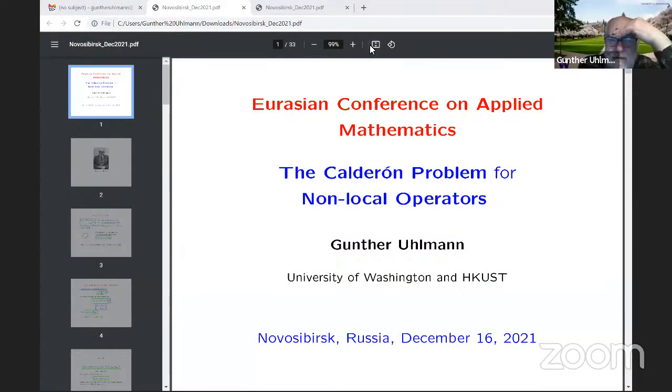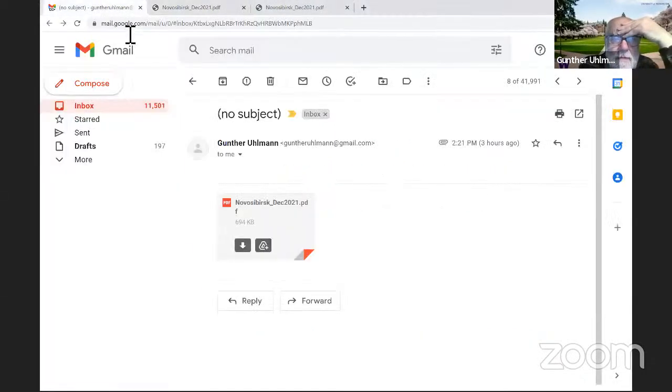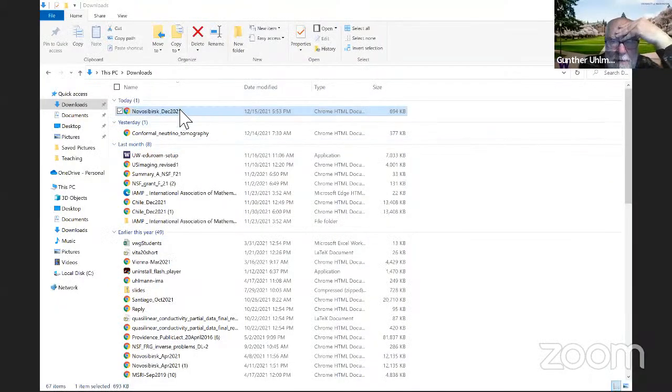View. This is weird. This is very strange. So let me try again. No, the same problem.